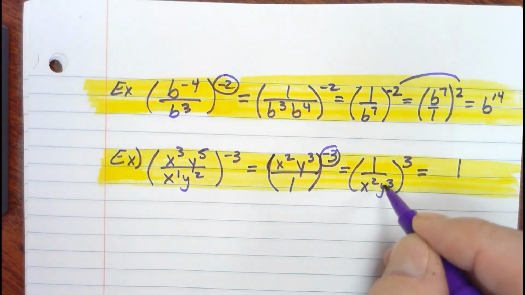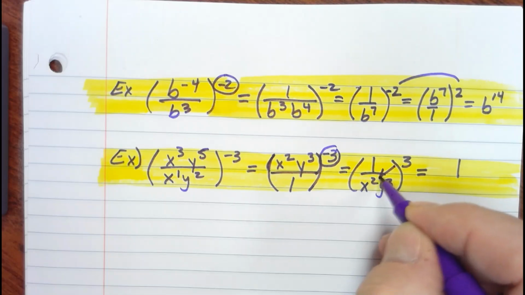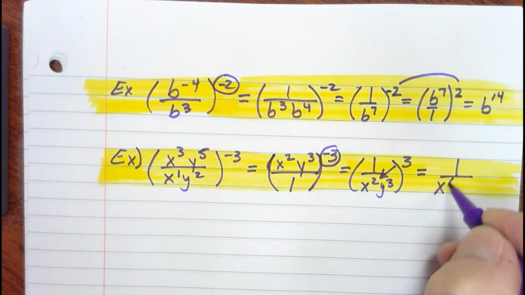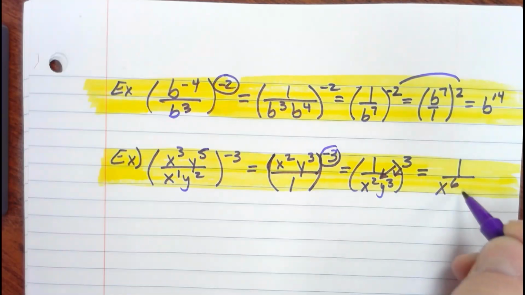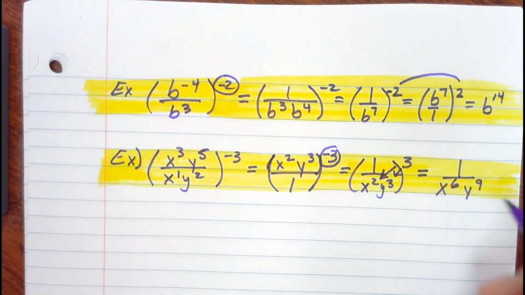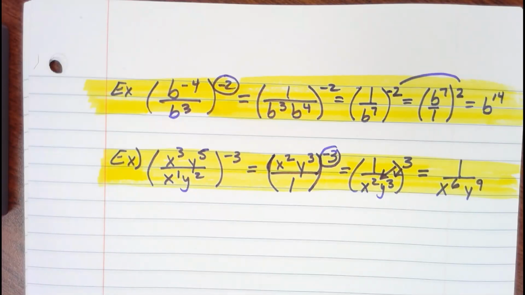Obviously 1 cubed is 1. 2 times 3 is x to the 6th. 3 times 3 makes this y to the 9th for my final answer. All right? Everybody cool with that?